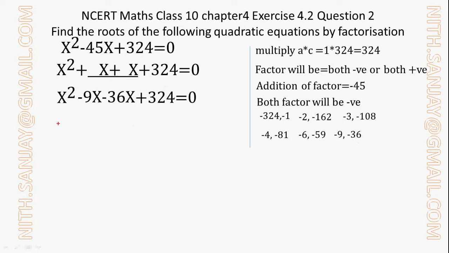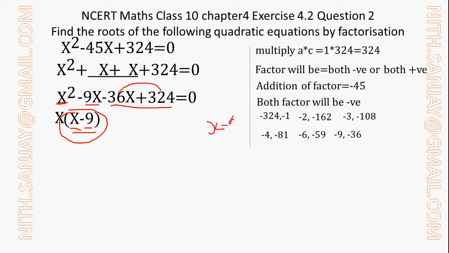Now I will take x common from these two terms, right? If I take x common from these initial two terms, I will be left with x minus 9, because if I remove x from x square, I am left with x, and if I remove x from minus 9x, I am left with minus 9. Now I have to take something common from these two terms so that inside I am again left with x minus 9. Remember, whatever this term is, I have to take something common from these two terms so that inside I am left with this term, x minus 9.